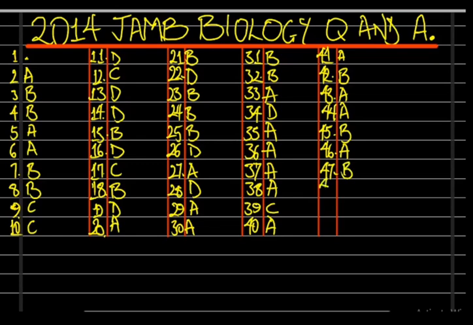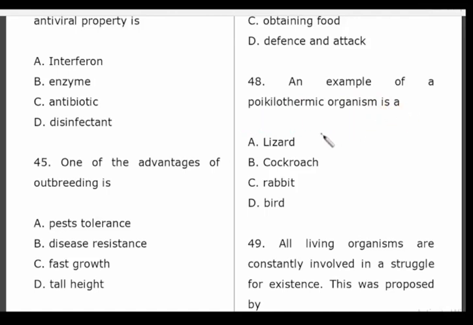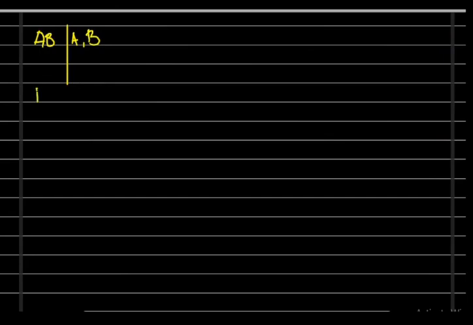And then we move to question 48. An example of a poikilothermic organism is: A, lizard; B, cockroach; C, rabbit; and D, bird. When we talk about poikilothermic, we're talking about organisms differentiated based on their blood temperature. So we have two types. We have the poikilothermic organisms, which are actually the cold-blooded organisms.